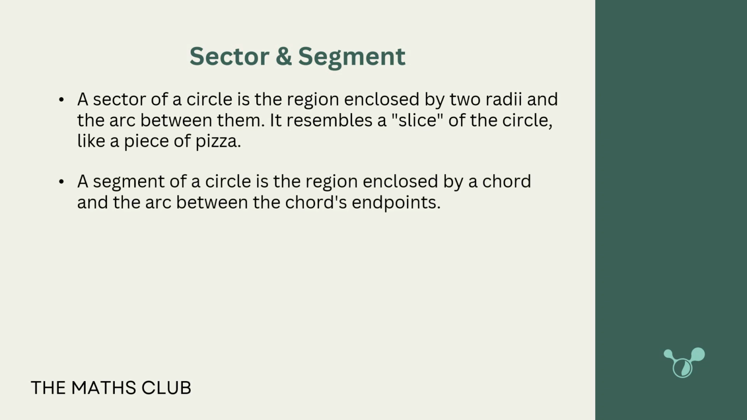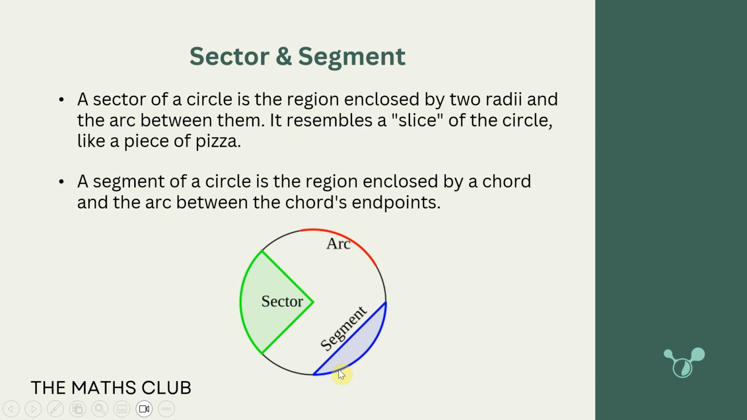While a segment is the region that is enclosed by a chord, we talked about the chord before, and the arc between the chord's end points. We said a chord is just any line that connects 2 points on a circle. So even the diameter is a chord, but the diameter is the biggest chord in a circle. So you can see the sector just like your slice of pizza. This is like the arc, this is like the chord, and this is the arc between the chord end points. So this is the segment, this is the sector, and this is the full circle.